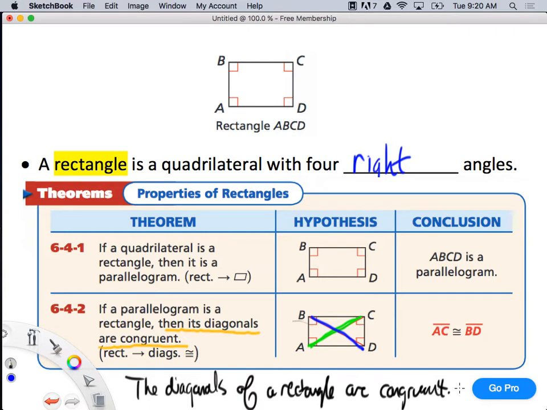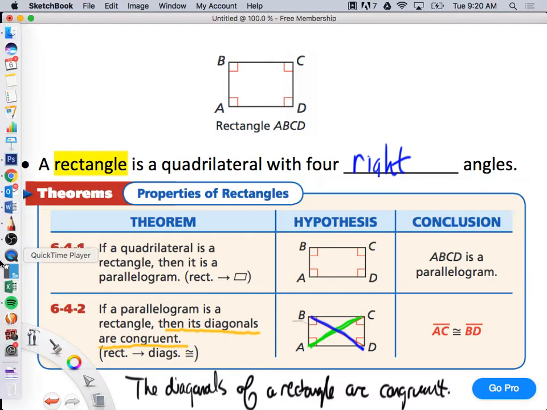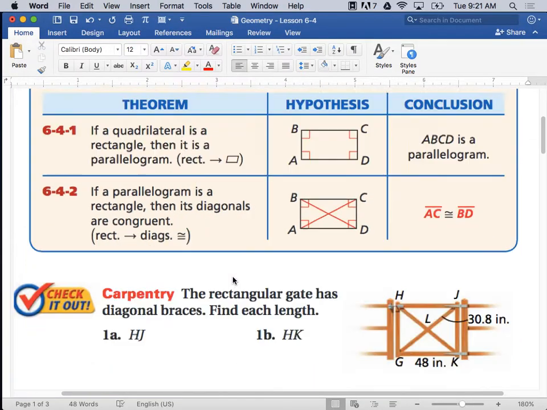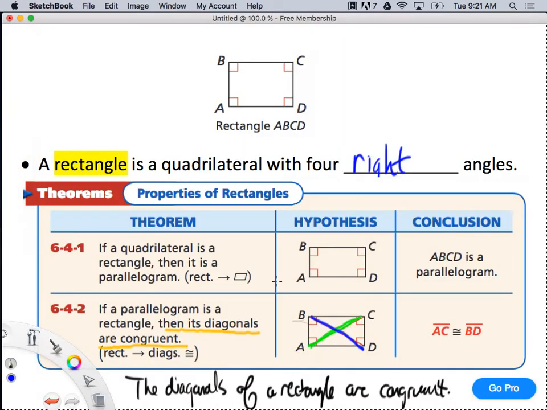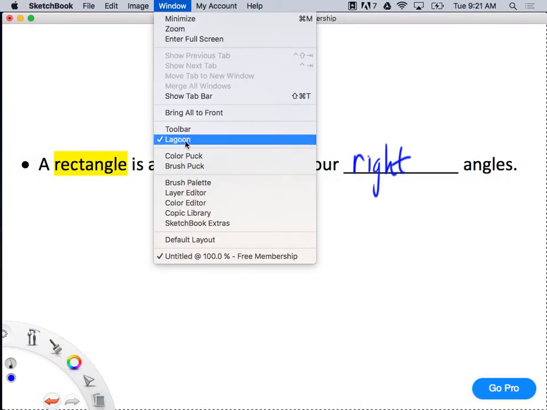So immediately once we have those pieces of information, we can go ahead and do the example problems. So go ahead and look below there and do the example problems that you're given, 1A and 1B. You should be able to do that now with just the information that I've provided for you.